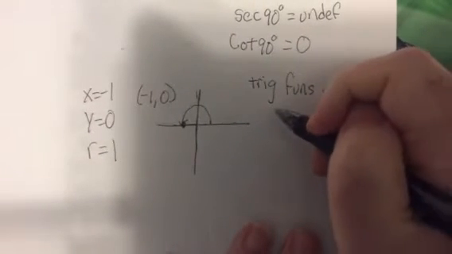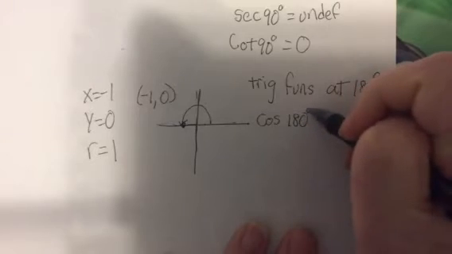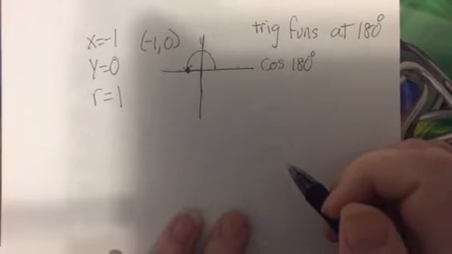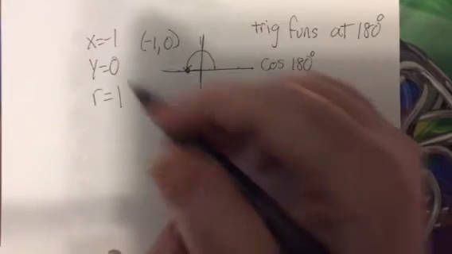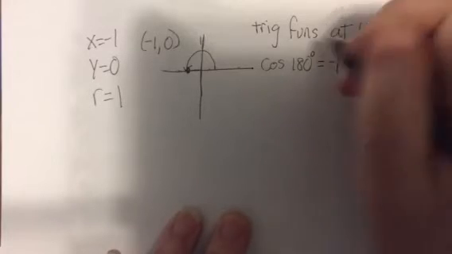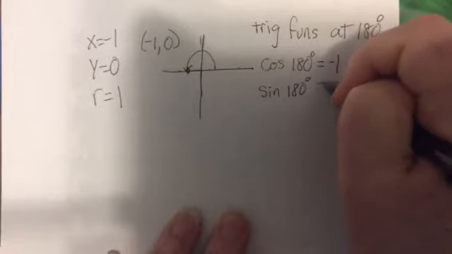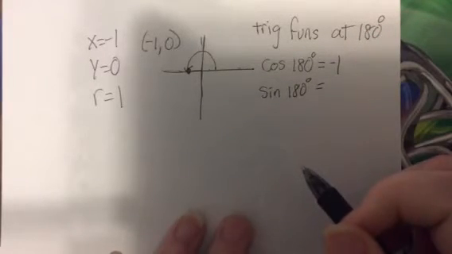So, what is the cosine of 180? First, I have to remember, what is cosine? Cosine is x over r. So, -1 over 1, so it'd be -1. What's the sine of 180, my peeps? Well, sine is y over r.